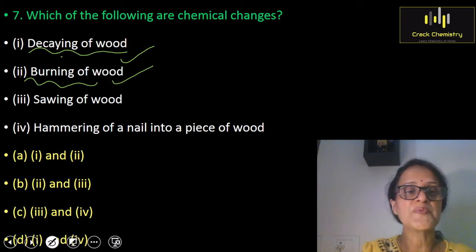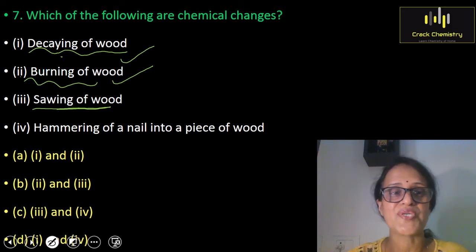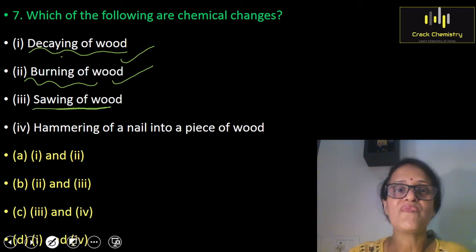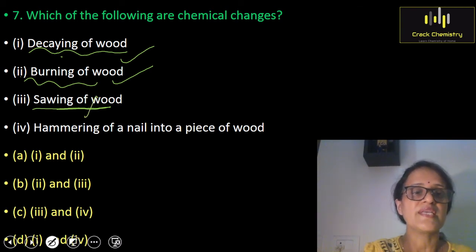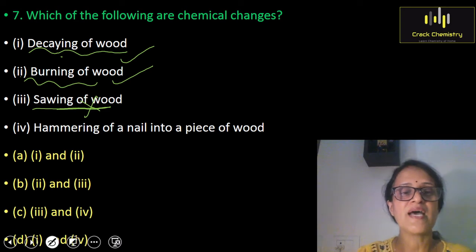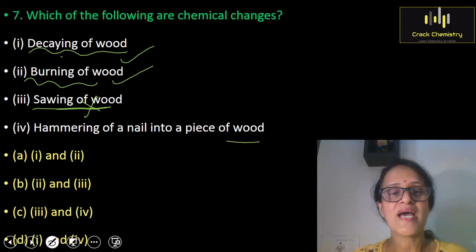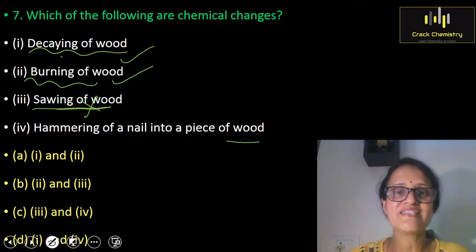Now the third option is sawing of wood. Sawing of wood means if you are cutting a piece of wood, what will happen? There will be only a change in the physical state, no new substance is formed. So sawing of wood is a physical change, it's not a chemical change. Then the last option is hammering a nail into a piece of wood. When you are hammering a nail into a piece of wood, again you are not going to get any new substance. It's a physical change only.